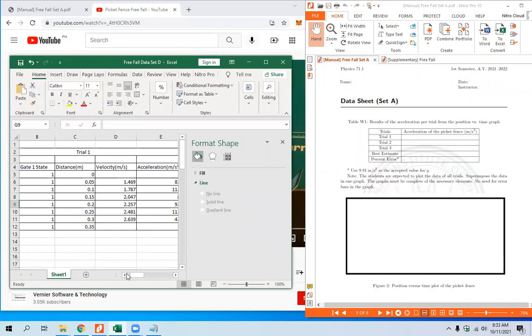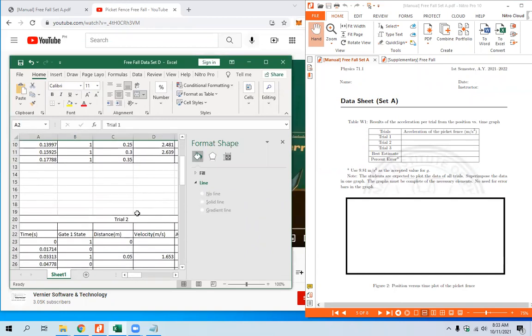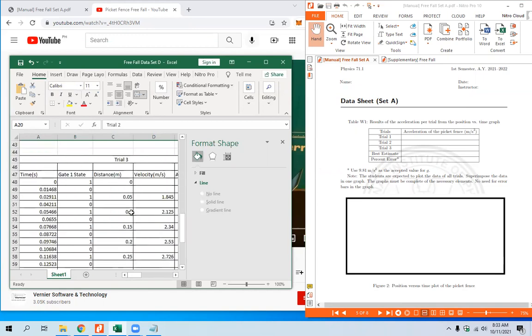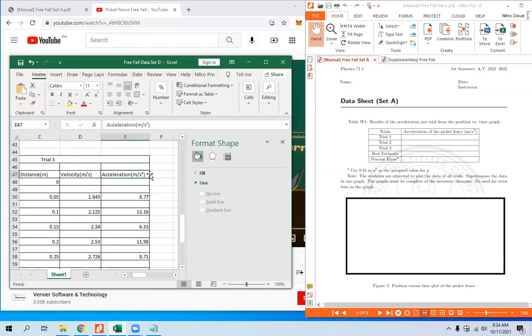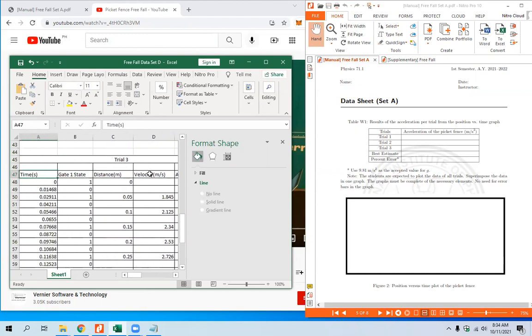When you look at your data set, you will see there is a table for trial 1, trial 2, and trial 3. For each trial, you have your unique data set for time, distance, velocity, and acceleration. So in table 1, you are supposed to determine the results of the acceleration per trial from the position versus time graph.